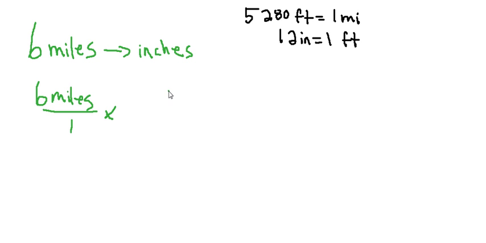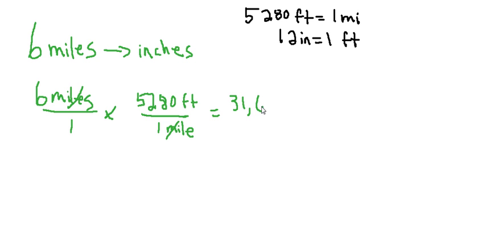Well, we know 5,280 feet are in 1 mile. So I'm going to put the 5,280 feet in the top, and I'm going to put the 1 mile in the bottom. And what that does is it allows the miles over here and the miles down here to cancel out. If I go ahead and do the multiplication, 6 times 5,280 is 31,680.